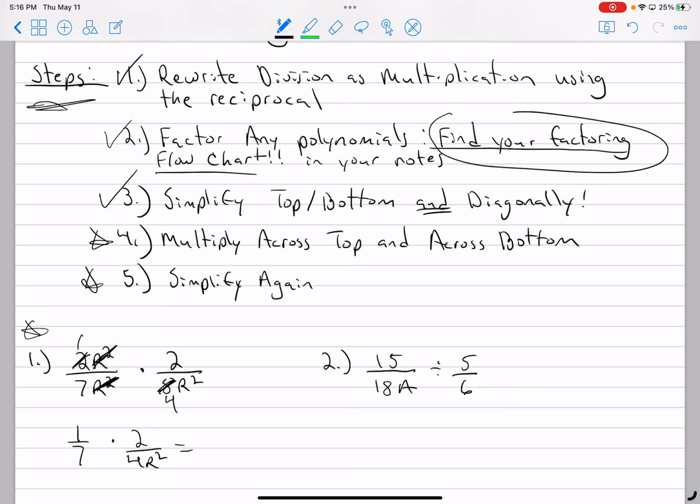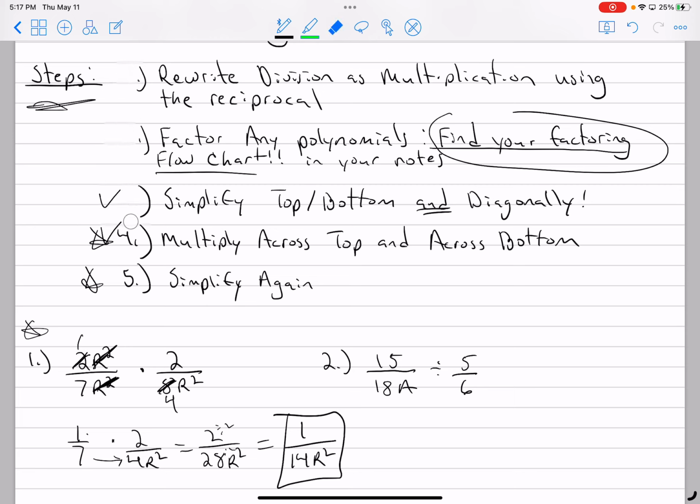Check. Multiply across the top and across the bottom. Well, 1 times 2 is 2, and 7 times 4r squared is 28r squared. Check. 5, simplify again. Can I simplify? I could divide 2 by 2, and 28 divided by 2, I end up with 1 over 14r squared as my final answer. Look at me. I am amazing.